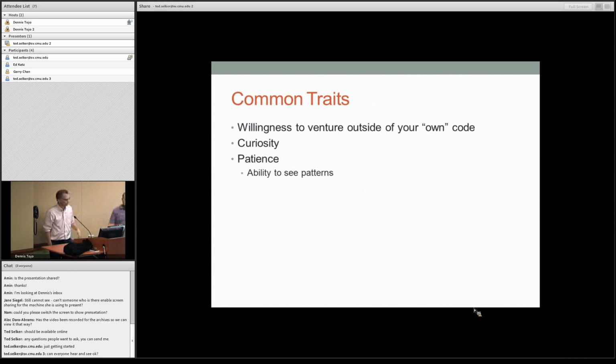Some of the common traits for good debuggers is willingness to venture outside your own code. Very often we write our code, and those are the boundaries that we're comfortable with. Right? If something bad happens in your application, we look at our code only. We need to expand that view a little bit and say, anything that I'm dependent on, I also have to have a relatively good understanding of if I'm going to have a chance at troubleshooting certain things.